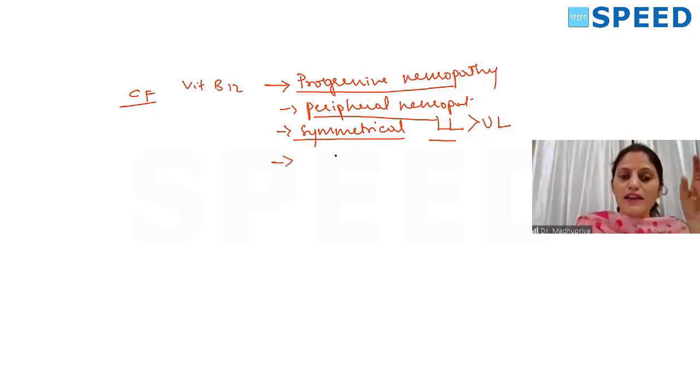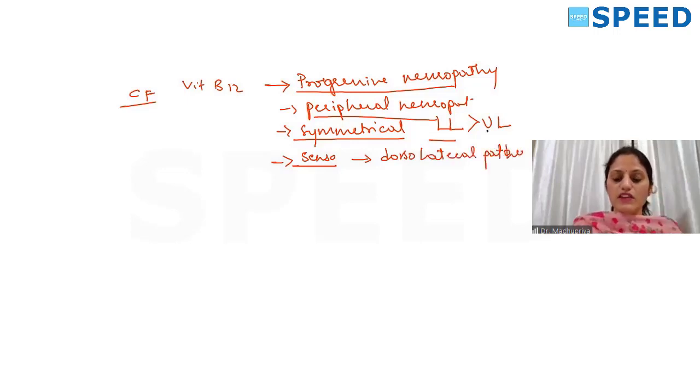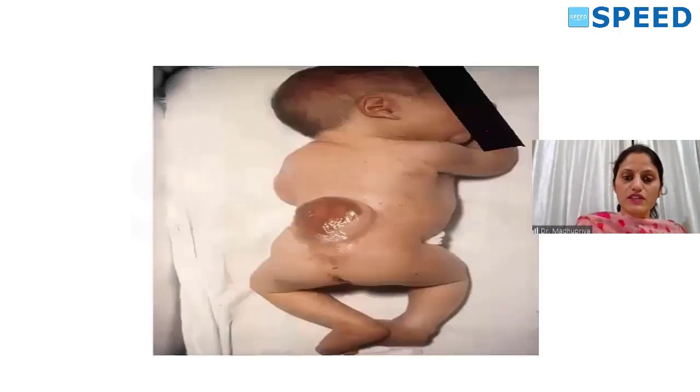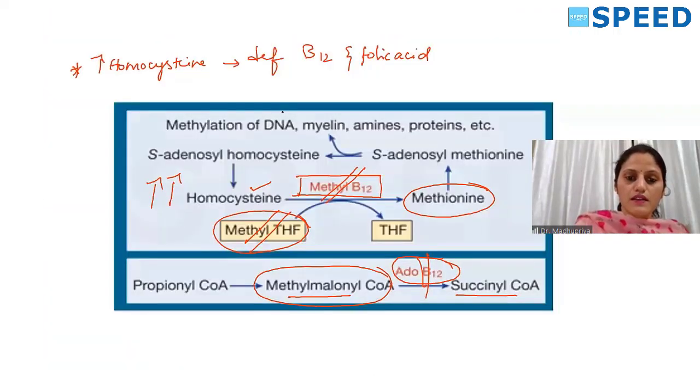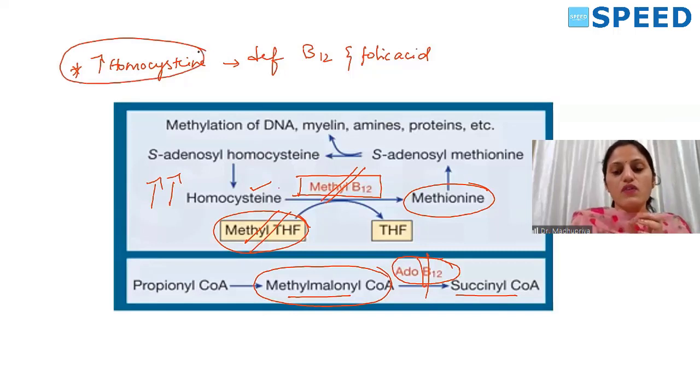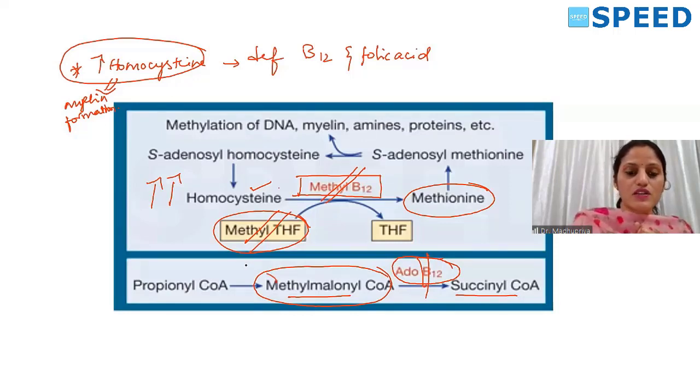All these are questions. In the sensory pathway, which pathways are affected? Dorsal and lateral, so dorsolateral pathways are affected. Why are these pathways affected? Because I told you in vitamin B12 deficiency, methylcobalamin is not there, so homocysteine levels are increased. This increased homocysteine will interfere with myelin formation. Methylmalonyl-CoA also will interfere with myelin formation.